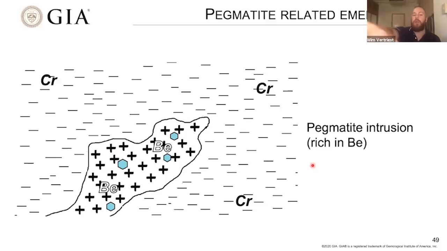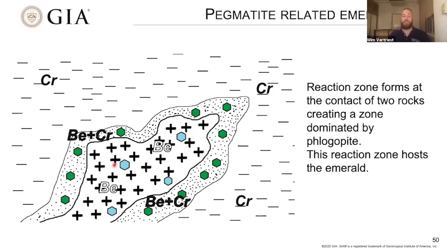So this beryllium goes into this rock. You can see that there's already some beryl crystallizing here, but it doesn't have that emerald color. Where you do get that emerald color is at that reaction zone. So when you get that pegmatite intrusion in that chromium-rich rock, you form that reaction zone where you form those beautiful beryls with some chromium from the host rock. So that's where you will form your emeralds, often associated with a lot of mica.